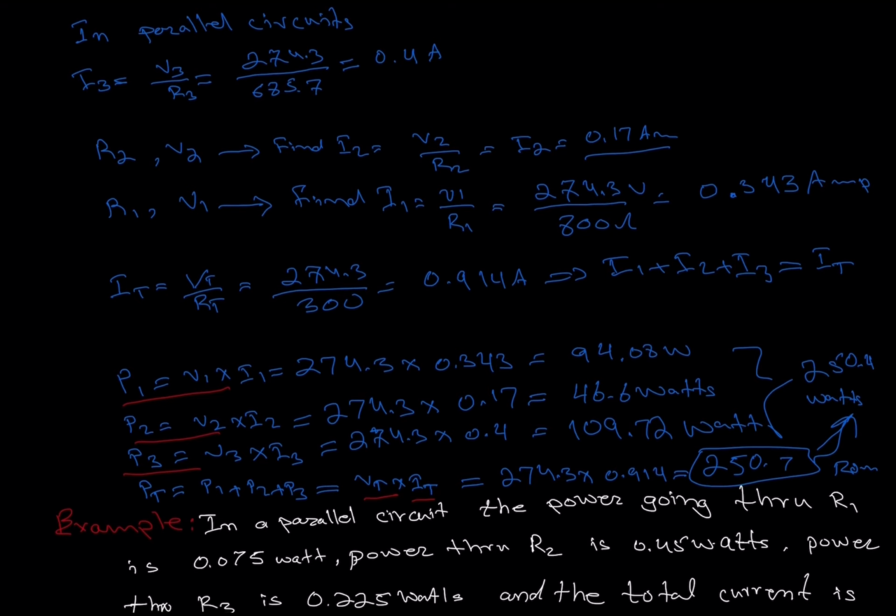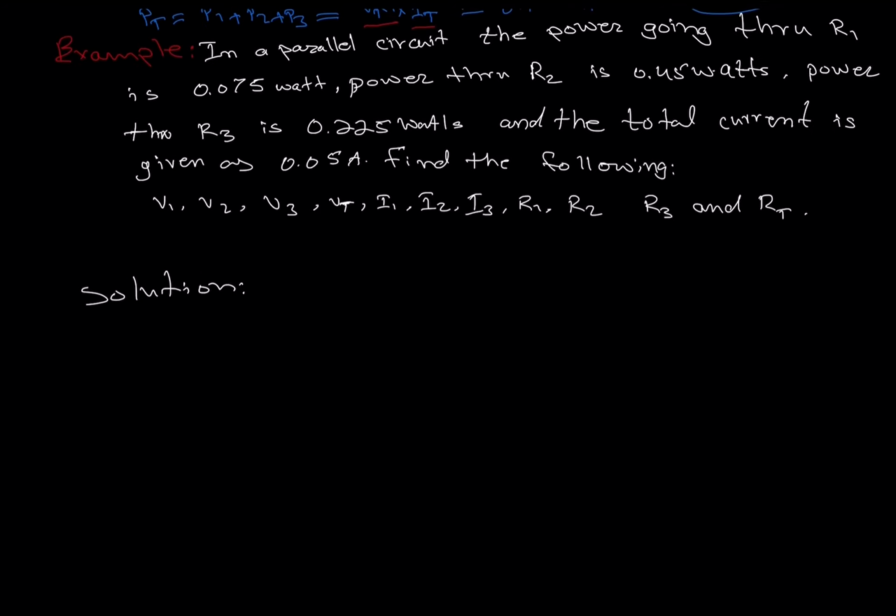Hopefully this example was not bad. Let's move on to the next example. The example is in a parallel circuit. The power going through R1 is 0.0775 watts, power through R2 is 0.45 watts, power through R3 is 0.225 watts, and the total current is given as 0.05 amp. Find the following: V1, V2, V3, VT, total voltage, I1, I2, I3, R1, R2, R3, and RT.